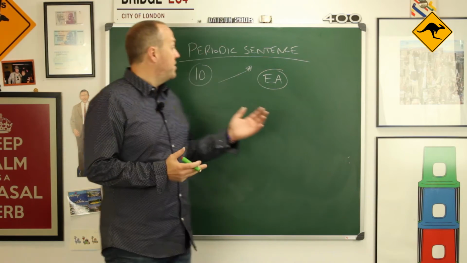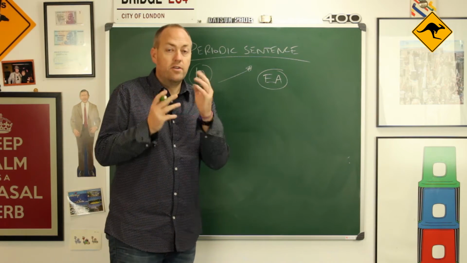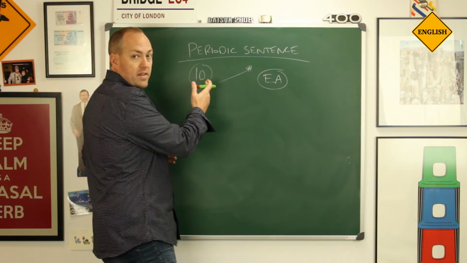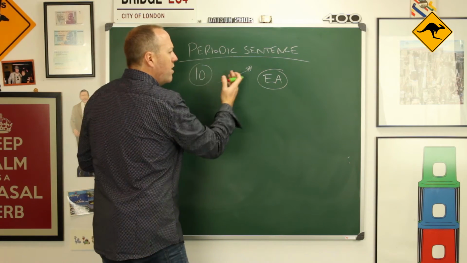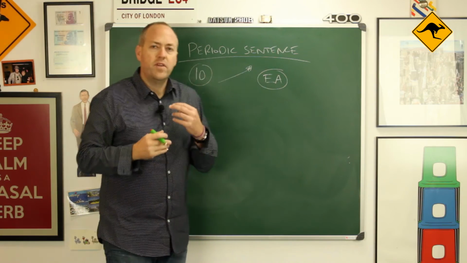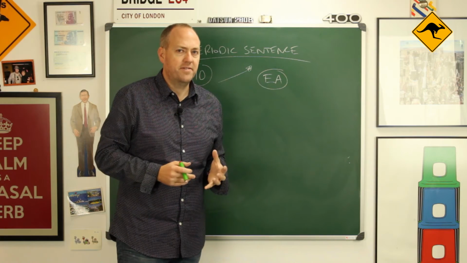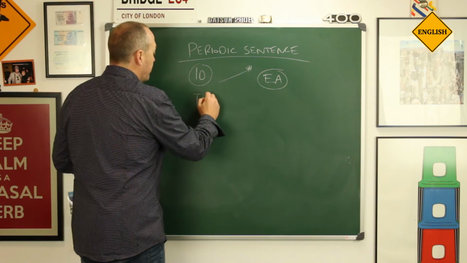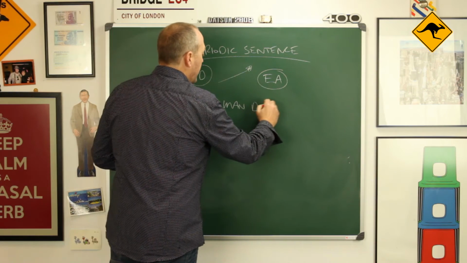Another type of sentence is the periodic sentence. And this is really interesting because what you do here is you start your idea, then before you finish it, you stop, you introduce lots of extra information, and then you finish the idea at the end. So it creates a real sense of suspense for the reader. Let's have a look at something like this. The man died.